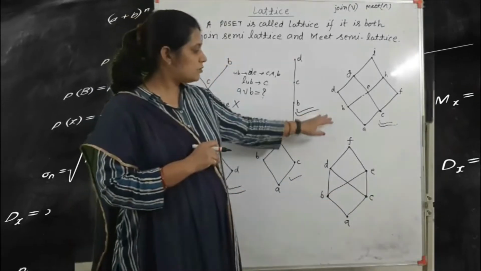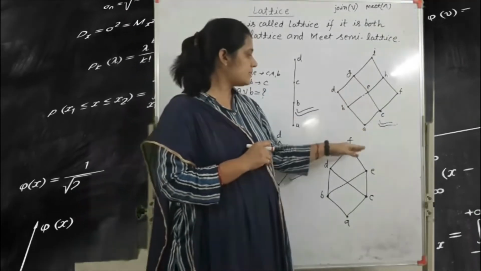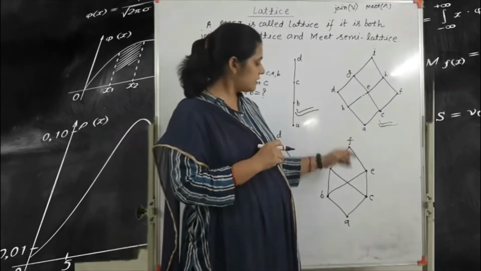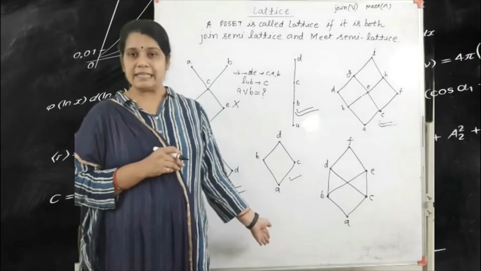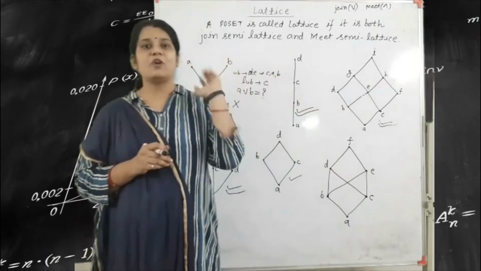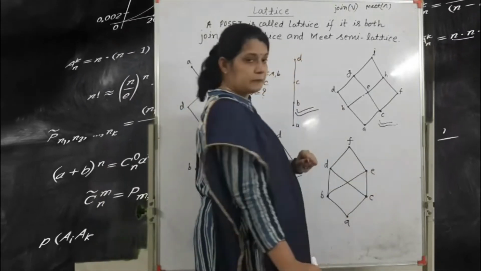Okay, so in these two diagrams, we can say that there is a single top and a single bottom, and this is a Hasse diagram. In this diagram also there is a single top and a single bottom, so we can say that this is a lattice. No, first you check whether this is a lattice or not. Okay, so according to D and E.